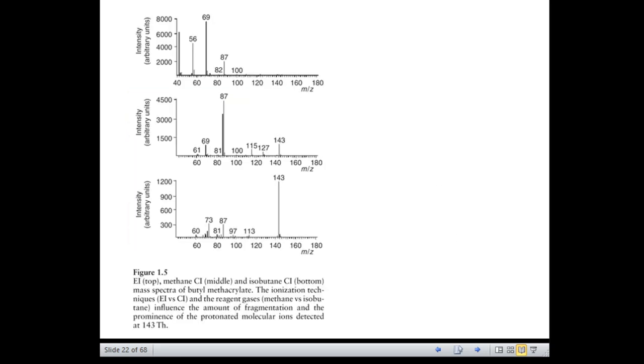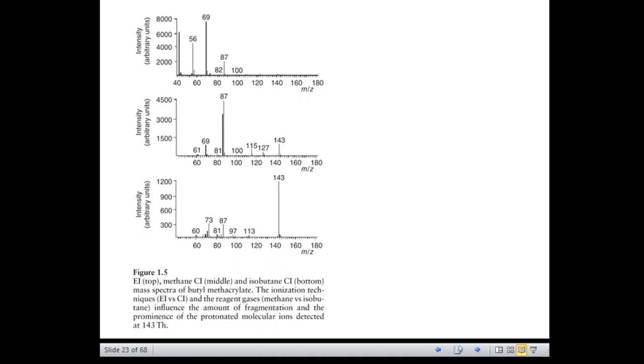The difference between electron ionization and chemical ionization spectra, for easy understanding, is given in this figure. The top one is the electron ionization spectra. The middle one is the methane chemical ionization spectra. Here the methane gas refers to the reagent gas, and the bottom one refers to the isobutane chemical ionization spectra.